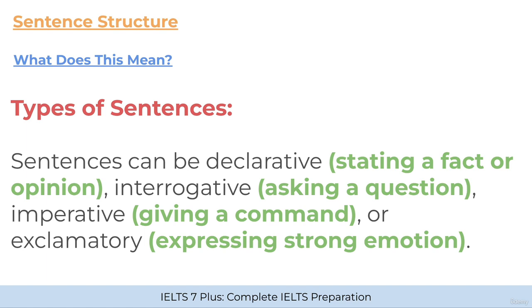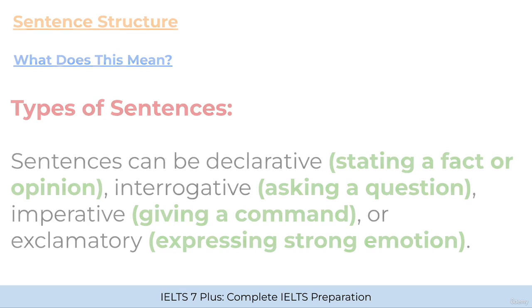Okay, just another part of sentences to bear in mind. There are different types of sentences. So you can have declarative sentences, stating a fact or opinion. Interrogatives, we've talked about this in the tenses, asking a question. Imperatives, giving a command, or exclamatory sentences, expressing a strong emotion, say with an exclamation mark. So again, just something to bear in mind when we begin to talk about sentence structures.